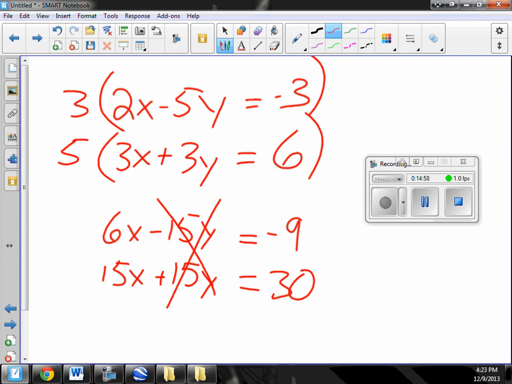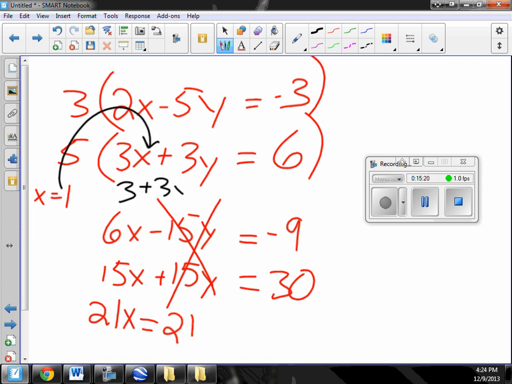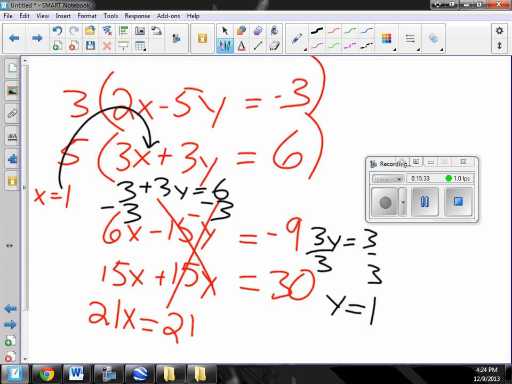6 plus 15 is 21x equals negative 9 plus 30 is 21. So I divide by 21, and I get x equals 1. Now I plug that x back in to find the y. So I'm going to put this x in here. 3 times 1 is 3, plus 3y equals 6. Subtract the 3, and I'm left with 3y equals 3. Divide the 3's, and you get y equals 1.